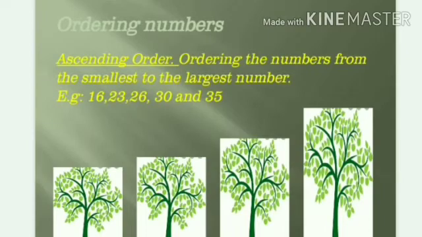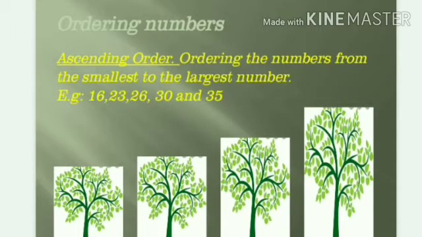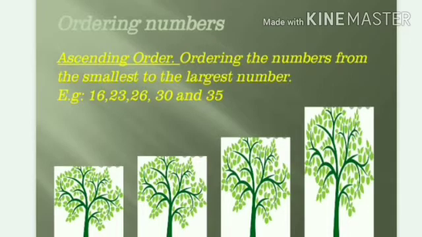Next topic, ascending or descending order. Ascending order means increasing order. Ordering the numbers from smallest to greatest is ascending order. You can see the sequence of trees. An example: 16, then 22, then 26, then I have written 30 because 30 is greater than 26. It will come after 26, and the last number is 35.